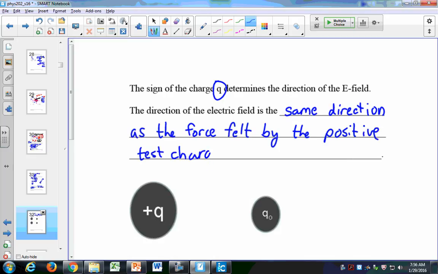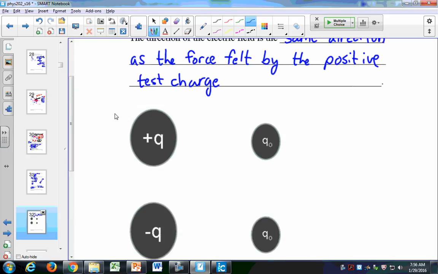So for example, if I have a positive charge here and a positive test charge, what's the direction of the force that this positive test charge is going to feel, to the left or right? It's going to feel a force to the right, because these are like charges and they'll repel. So my force on this positive test charge will be in this direction. My electric field will be in the same direction as the force.